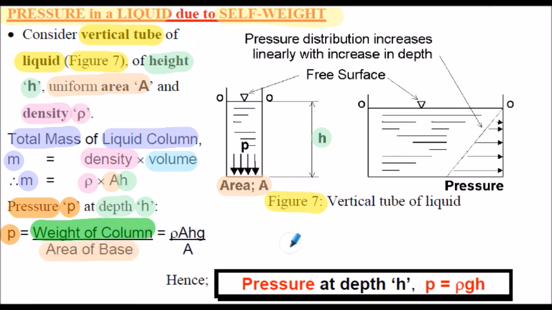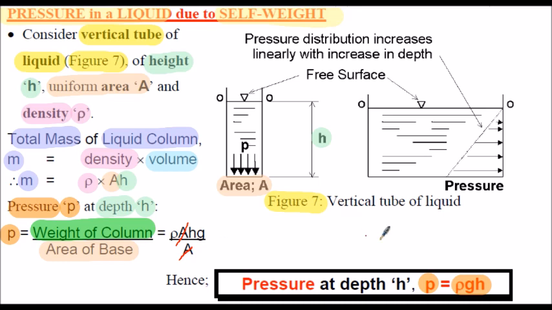Now remember that weight force is mass times gravitational acceleration. So to calculate the weight of the column, that's going to be mass multiplied by gravitational acceleration. Above we've already calculated the mass, it's rho A h. Multiply that by the gravitational acceleration g and divide by the area of the base A. We can calculate the formula for pressure. Essentially the pressure is equal to rho g h. Just notice here that the area on the top line cancels with the area on the bottom line to leave us the rho g h.